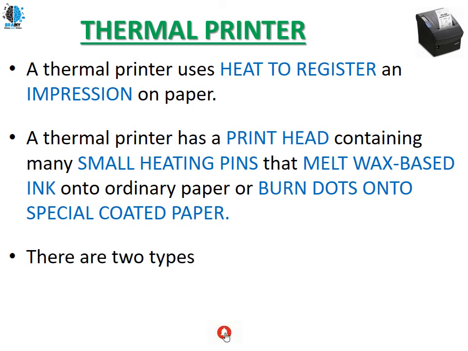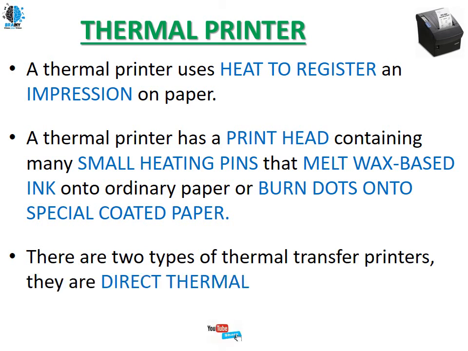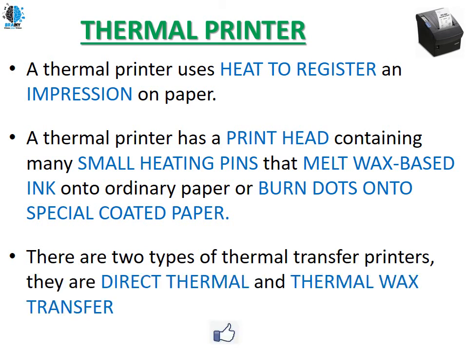There are two types of thermal transfer printers: direct thermal printers and thermal wax printers. Direct thermal printers will be using ink. As you can see, an electricity bill will be in blue color, so that is a direct thermal printer, using blue or black ink. With a wax thermal printer, whatever you print will be on a special coated paper, and the print you take out will last only for a few days.